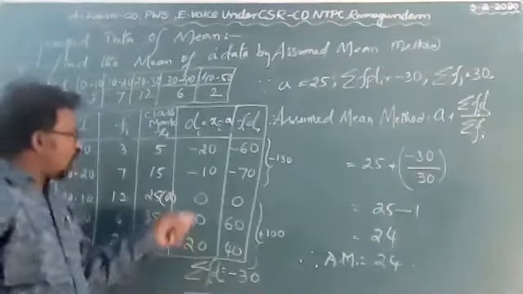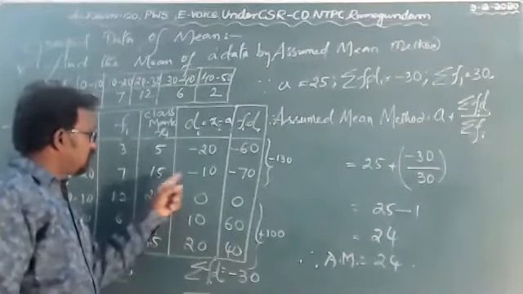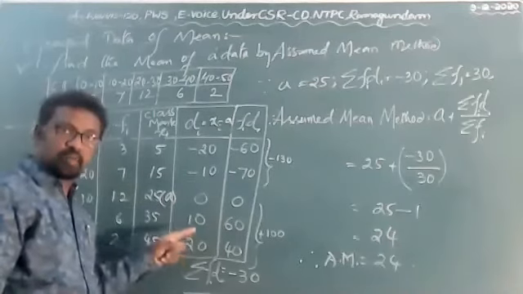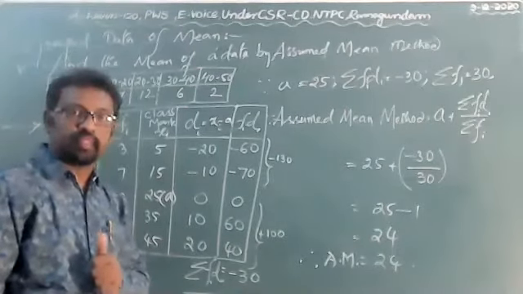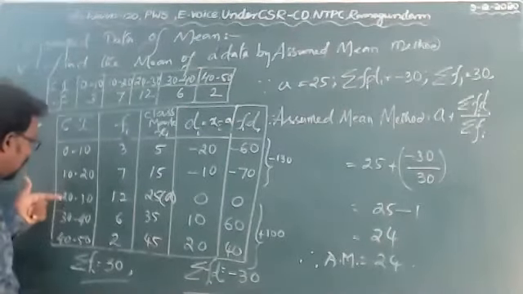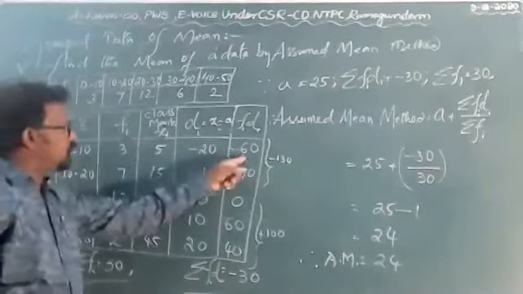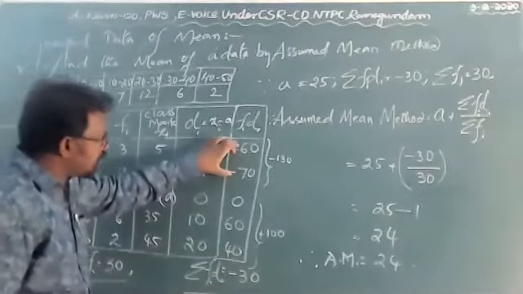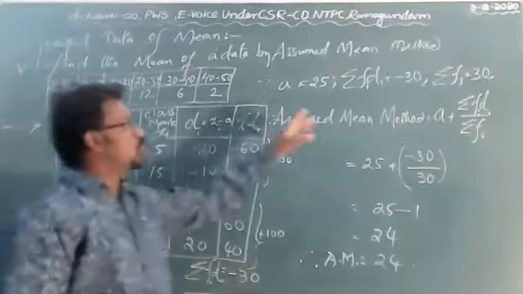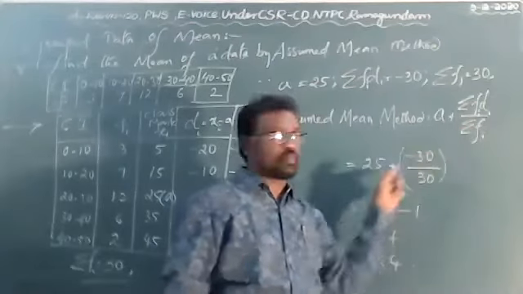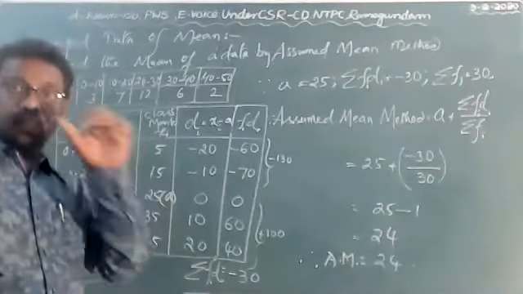And just D you get by subtracting X minus A. X is 5, A is 25, 5 minus 25 is minus 20, 15 minus 25 is minus 10, 0, plus 10, plus 20, plus 30, plus 40, plus 50, like that it goes. That depends on the gap, the same gap you can see here. Now F into D, multiply these two. Add negatives, add positives, and subtract these two to get that answer. Just substitute these three values and cancel, and you get this. And this is called the assumed mean method.